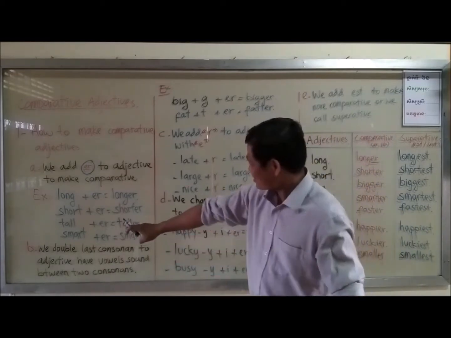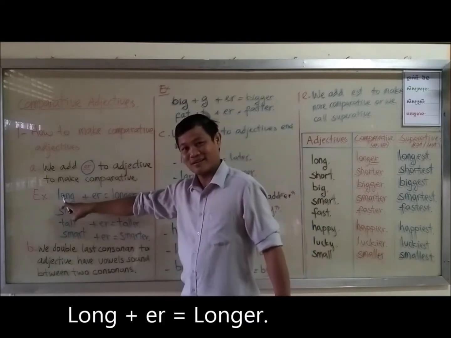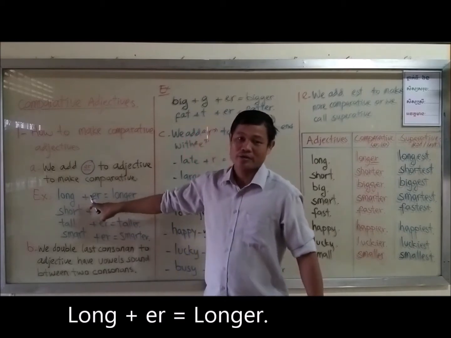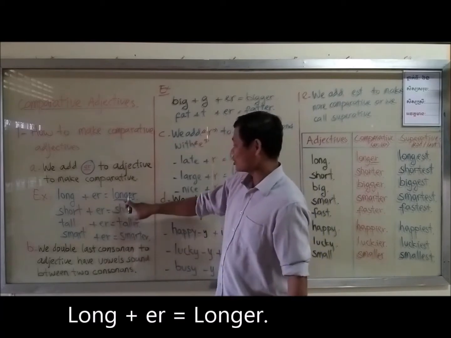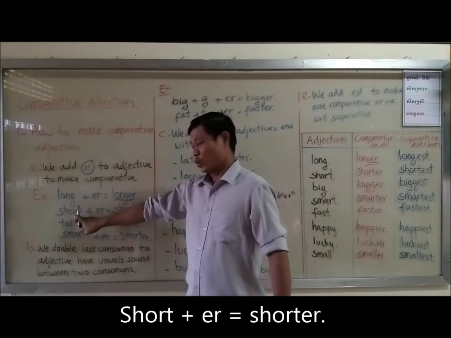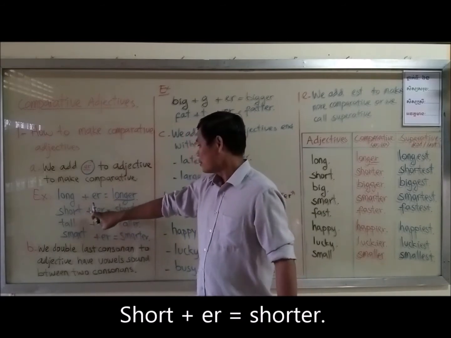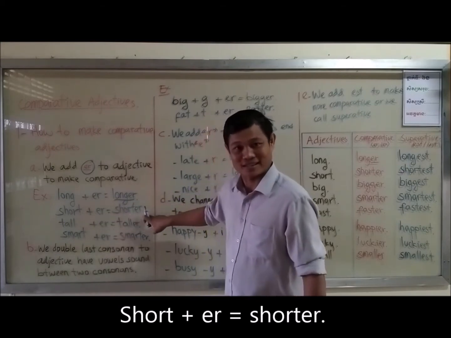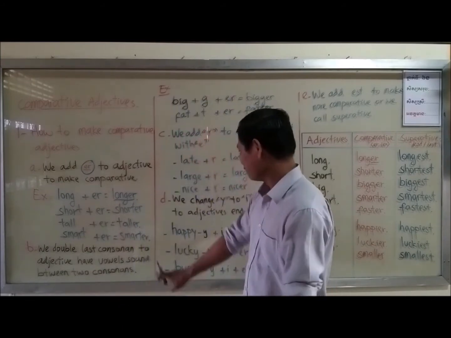Okay. Now, this is long, you have already learned about that, okay? Long. Plus er, earlier, longer. Can you say longer? Short. Plus er, shorter. Okay, can you follow me? Shorter.